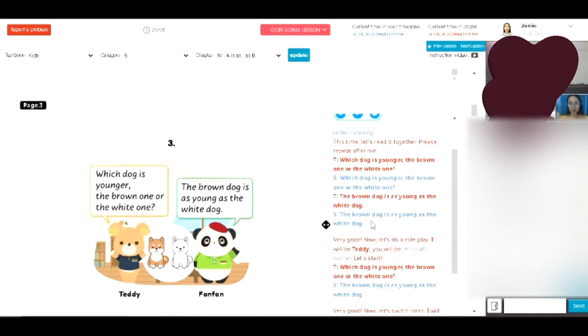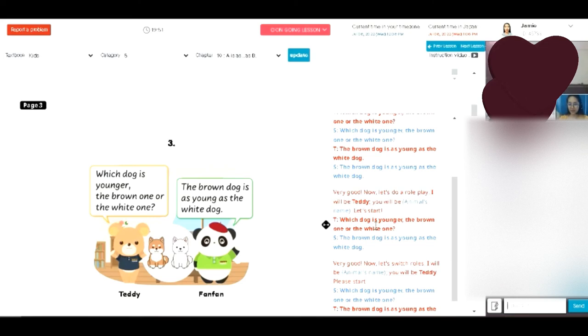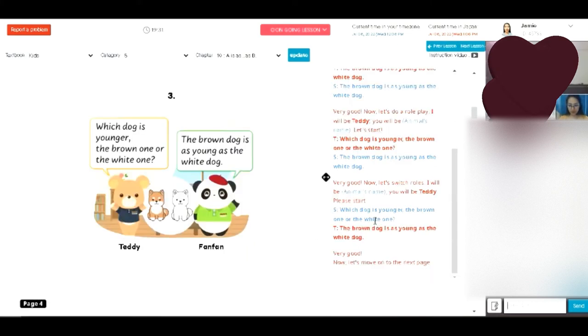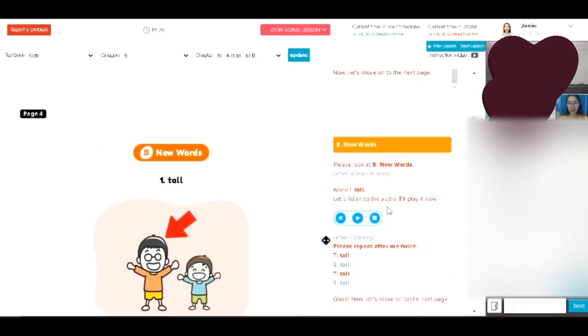Okay, one more time, one last time. Can you please read that one? The brown dog is as young as the white dog. Okay, very good. Now let's do a role play, okay? I'll be first. Which dog is younger, the brown one or the white one? The brown dog is as young as the white dog. Okay, let's move on to the next page.